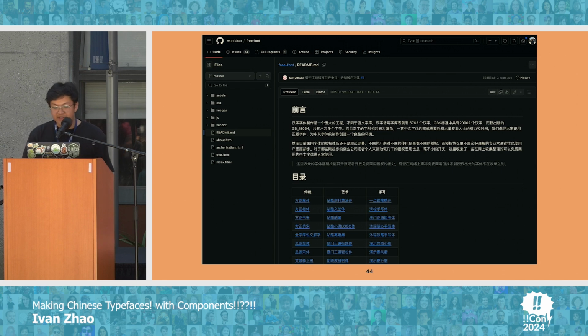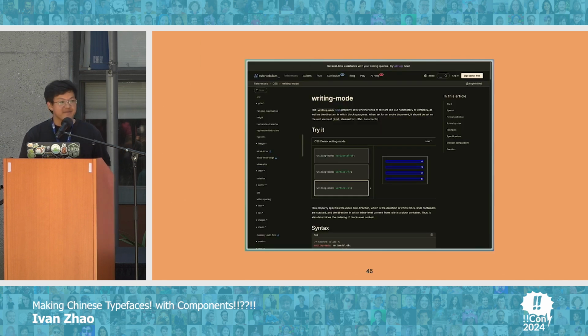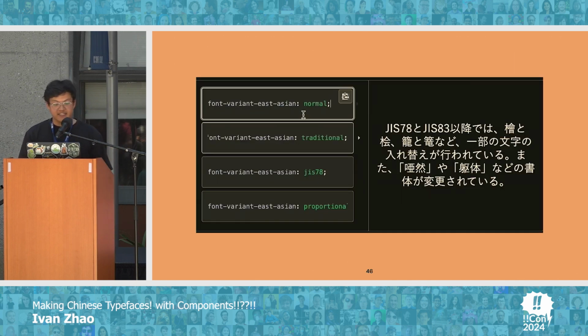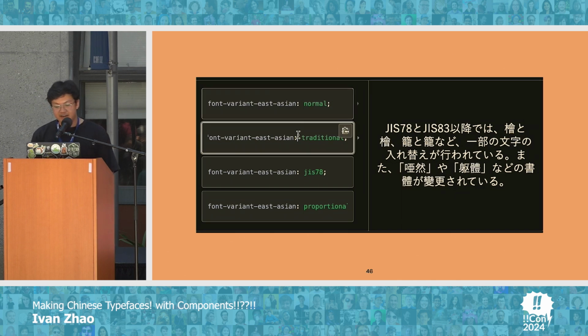There's a lot of great other software out there for finding free fonts. This is a GitHub repo of that. And also in CSS, they have writing-mode for writing right to left, which sometimes I forget about. I'm like, whoa, CSS supports a lot of things. So you can write right to left. You can also change the variation if you have both simplified and traditional characters.